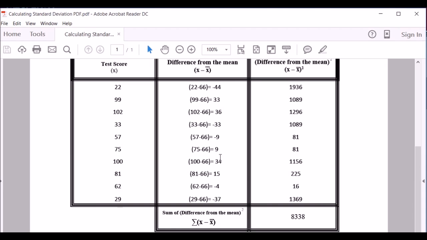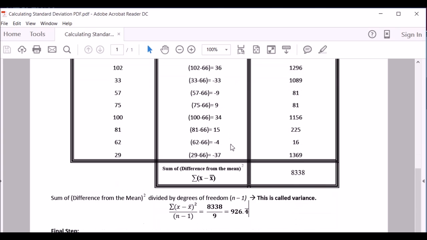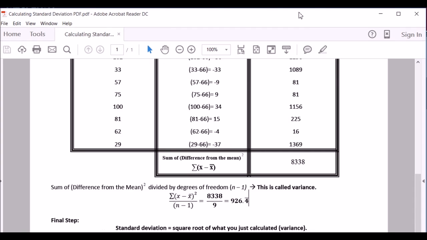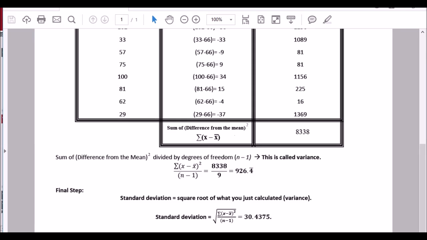Over here, I have these values, and I ended up squaring them. Well, I want to go back to the original form. This is the squared version here. So in order to get something that makes a little more sense, I need to get back to the original form, so we square root it. When we square root that variance, we end up getting 30.4375 for this particular data set, and this ends up being the standard deviation.